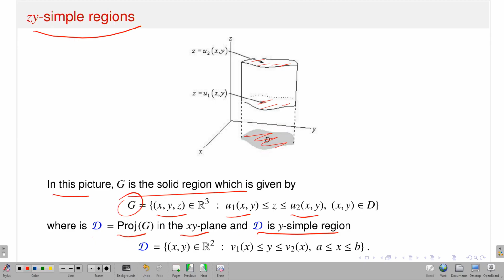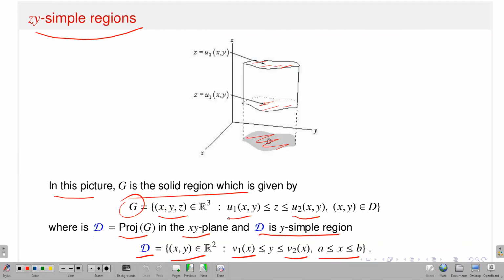Y simple, or vertically simple. And what is vertically simple? x should run over some fixed numbers a to b, and y should run over some function of x to some function of x. D is given by all those (x,y) in R2 where x runs from a to b, and y runs from v1(x) to v2(x). Here I am assuming everything is nice: v1, v2 are continuous functions, and u1, u2 are continuous functions. So this is the zy simple region. Parallelly you can define xy simple, yz simple, zx simple, depending upon which variable you take the projection along, and correspondingly y simple or x simple. So I think the zy simple region is clear.